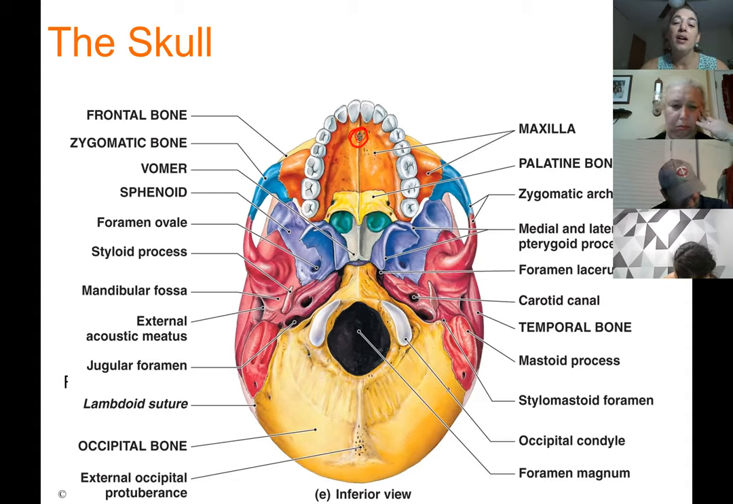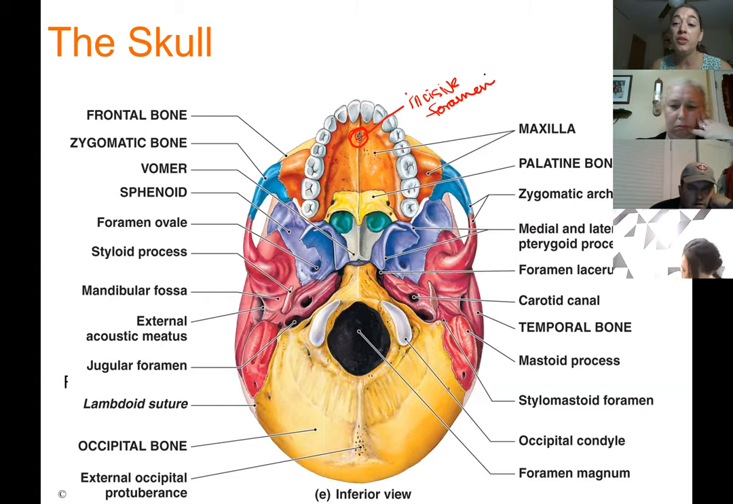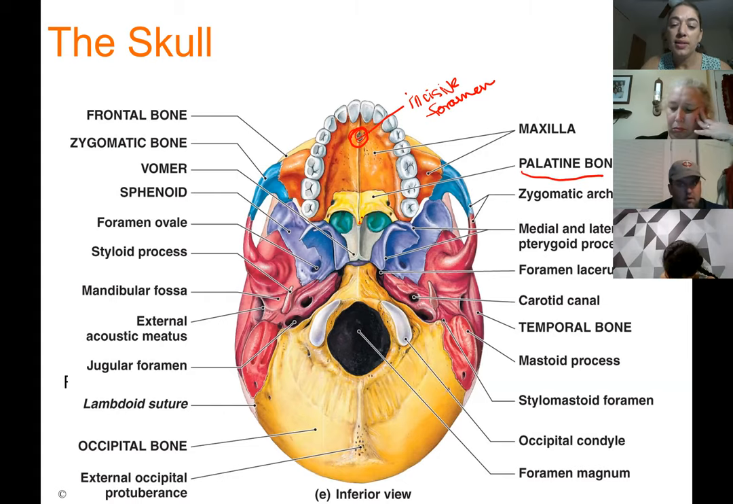Okay. So I'll write that in your incisive foramen. Okay. You also need to know. Do you need to know your palatine foramen? No. But you do need to know your palatine bone. Palatine bone is this yellow bone right here. And there's actually two palatine bones that are fused together right down the center. And so each side is a palatine bone.